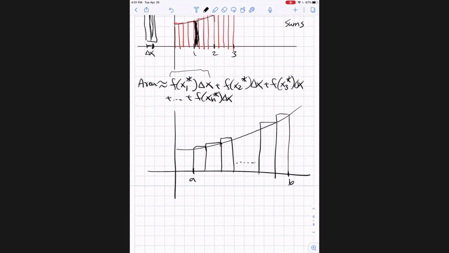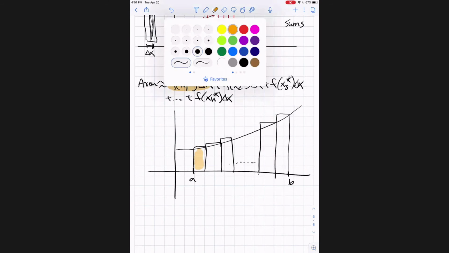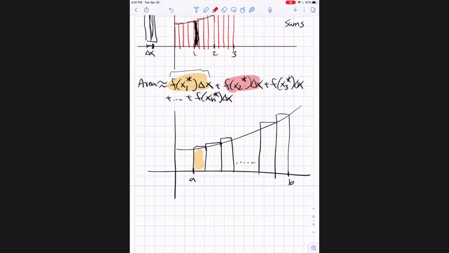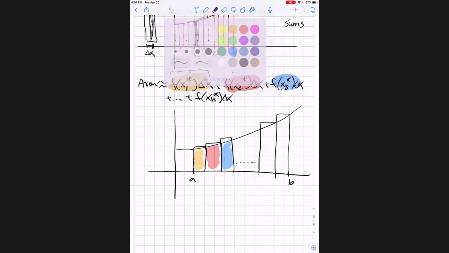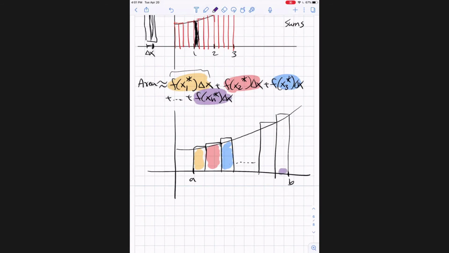So this would be the area of the first rectangle. This would be the area of the second rectangle. Third rectangle, plus ... Let's go with purple. And then the last rectangle would be this one. And then this distance from here to here would be delta x.